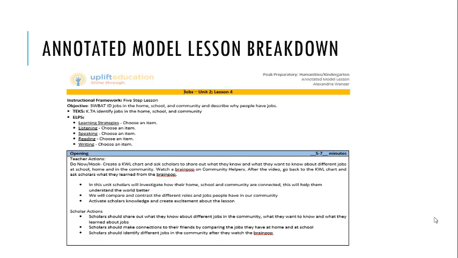Then they will share out whole group. I will then play the BrainPOP on community helpers and ask scholars what they learned after they watched the video. Doing these activities will activate scholar knowledge and engage them in the lesson.